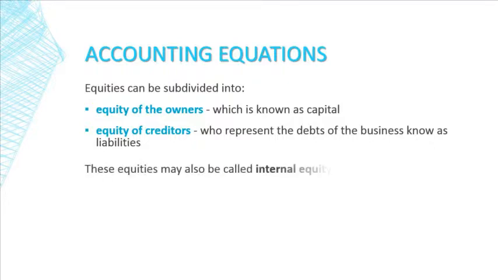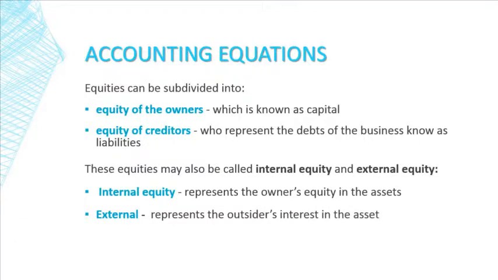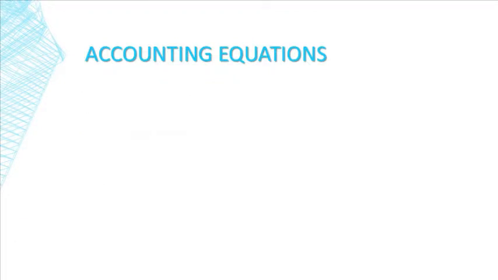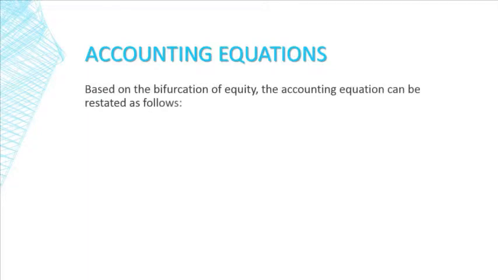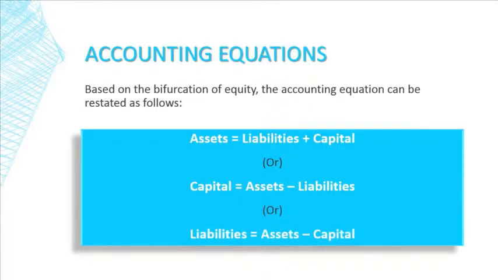These equities may also be called internal equity and external equity. Internal equity represents the owner's equity in the assets, and the external equity represents the outsider's interest in the assets. Based on the bifurcation of equity, the accounting equation can be restated as follows. Assets equals liabilities plus capital, or capital equals assets minus liabilities, or liabilities equals assets minus the capital.